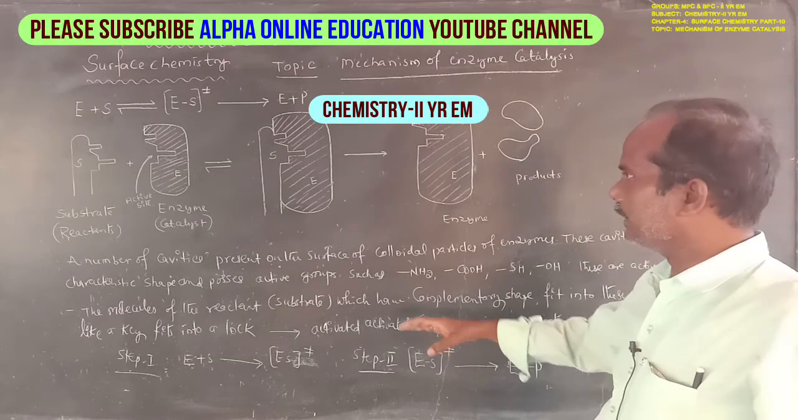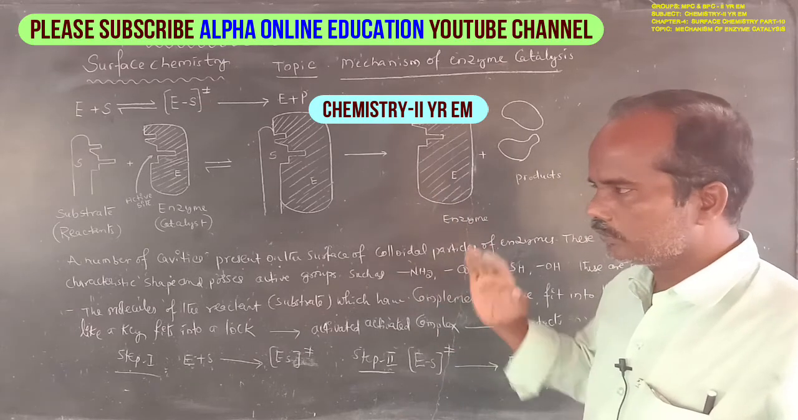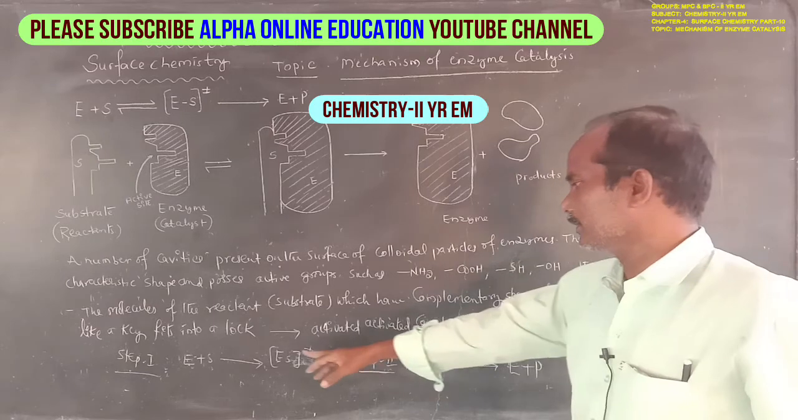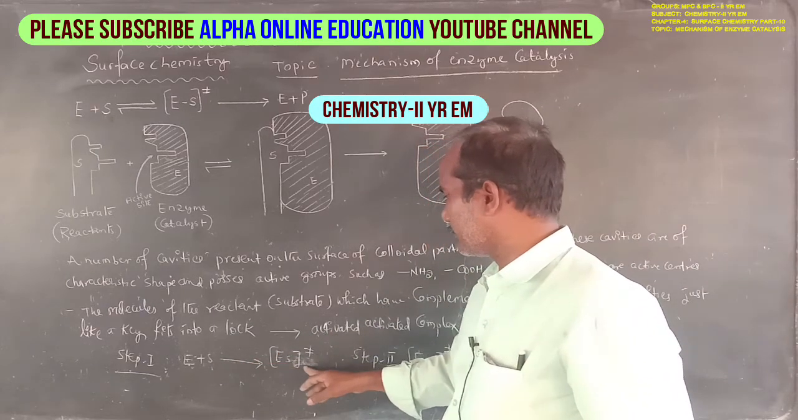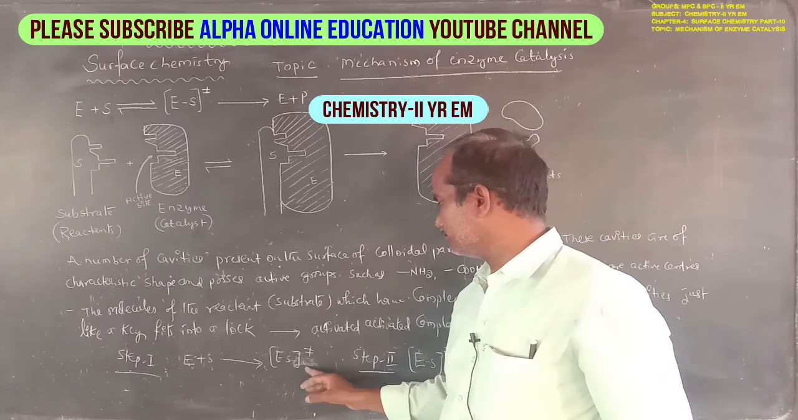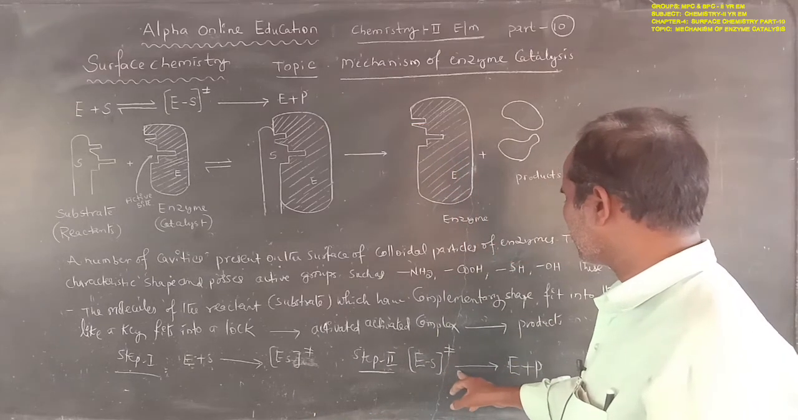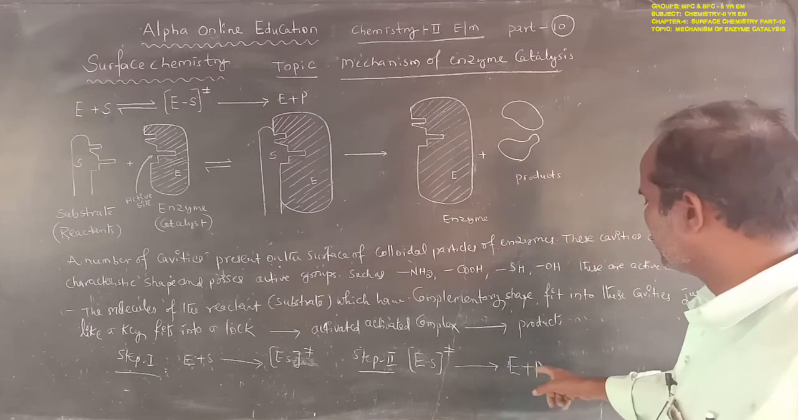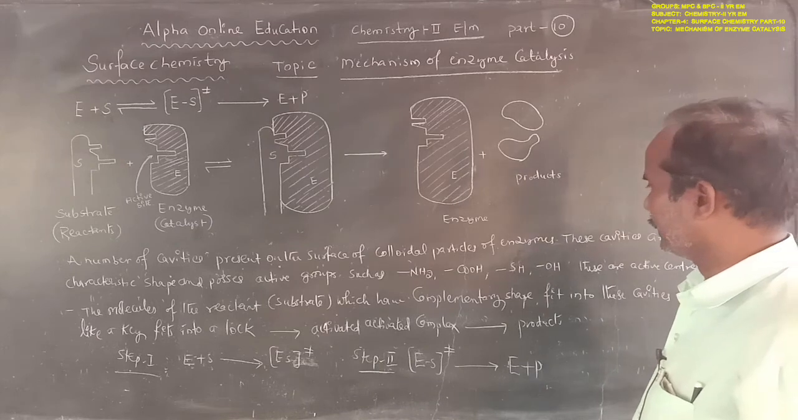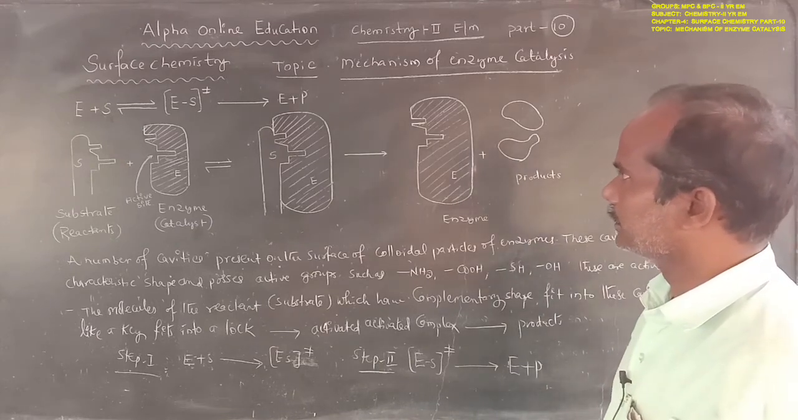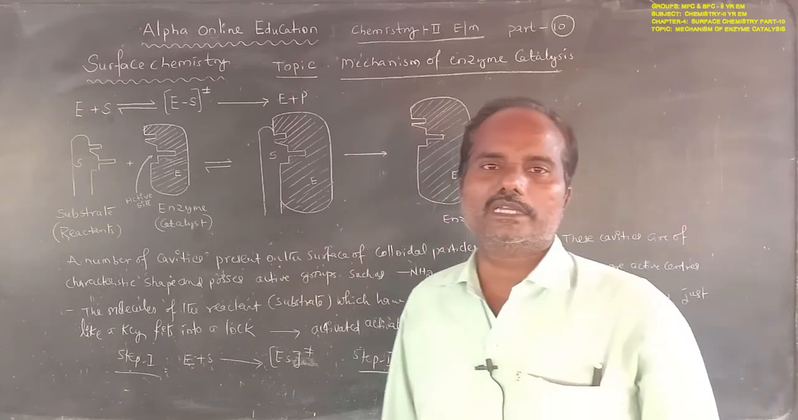Basically, enzyme catalyzed reactions are carried out in two steps. In the first step, the enzyme interacts with the substrate and forms the enzyme substrate activated complex. In the second step, the enzyme substrate activated complex undergoes decomposition and forms the enzyme and the product. So this is the mechanism of enzyme catalysis.